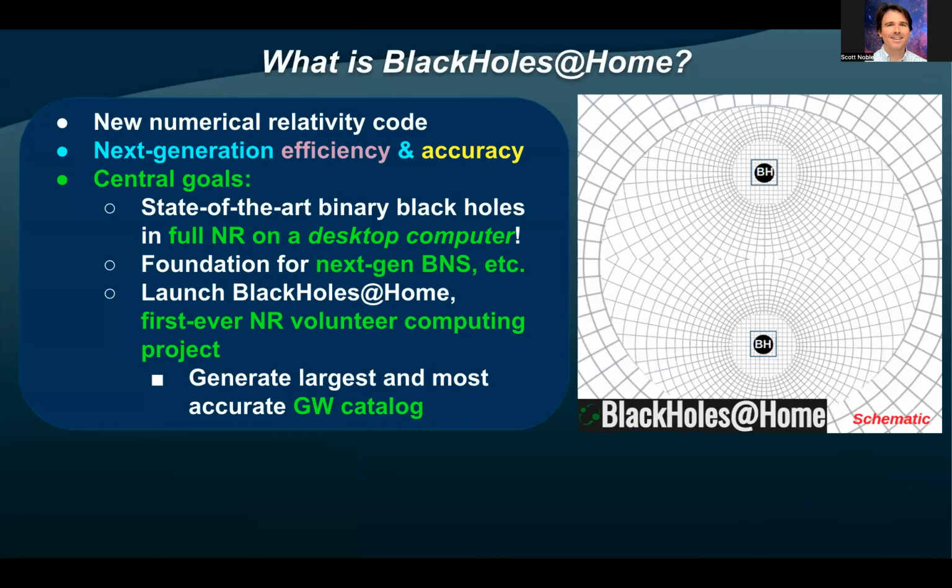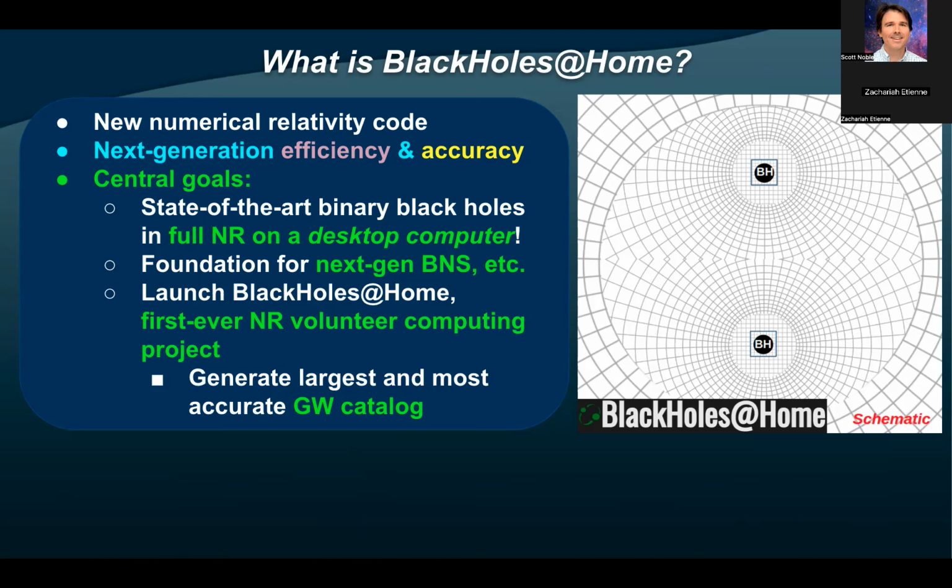Okay. All right, great. Yeah, so BlackHoles at Home, it's a new numerical relativity code aiming to provide next generation efficiency and accuracy. Now, you may recall in previous days, during some of the tutorials, for example, people asking, well, can I just get Einstein Toolkit running on my desktop or laptop? Well, in fact, no numerical relativity code out there has been designed for the desktop or laptop. Really, numerical relativity codes have been almost entirely focused on running big simulations on supercomputers.